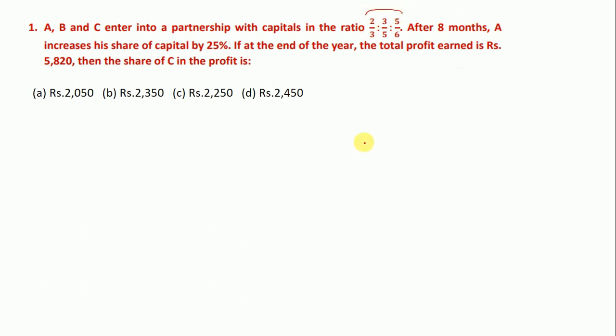So first of all, this is the ratio, and we know that ratio is never in the form of a fraction or decimal. So first of all, solve this fraction to make it in proper form: 2/3 is to 3/5 is to 5/6. To make it in proper form, take the LCM of all these denominators, which comes out as 30, and multiply all these terms by 30.